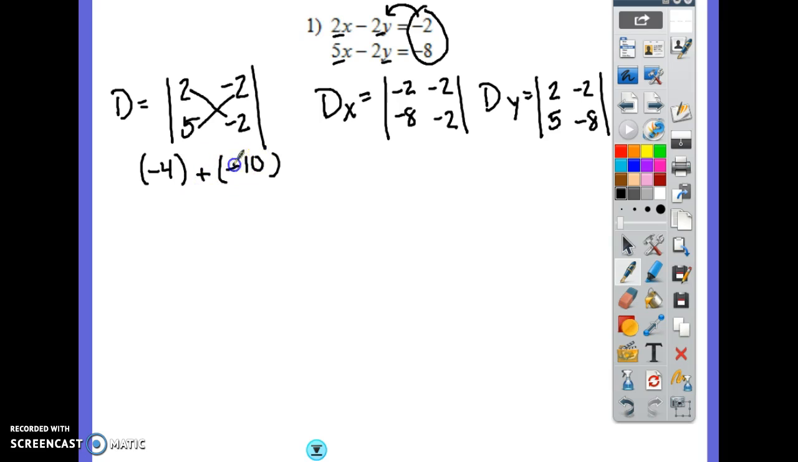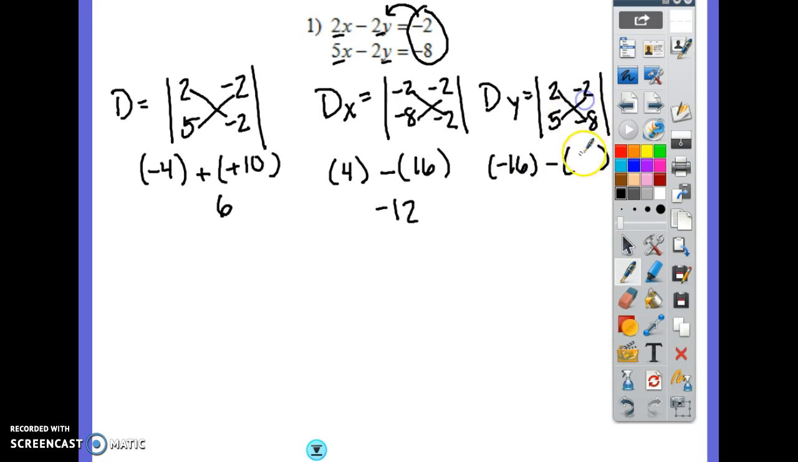Well, negative 4 minus negative 10 becomes positive 6. Negative 2 times negative 2 is positive 4, minus negative 2 times negative 2 is positive 16. So what is that? 4 minus 16, that's negative 12. And then 2 times negative 8 is negative 16, minus, and then 5 times negative 2 is negative 10. That becomes plus positive, and I'm left with negative 6.